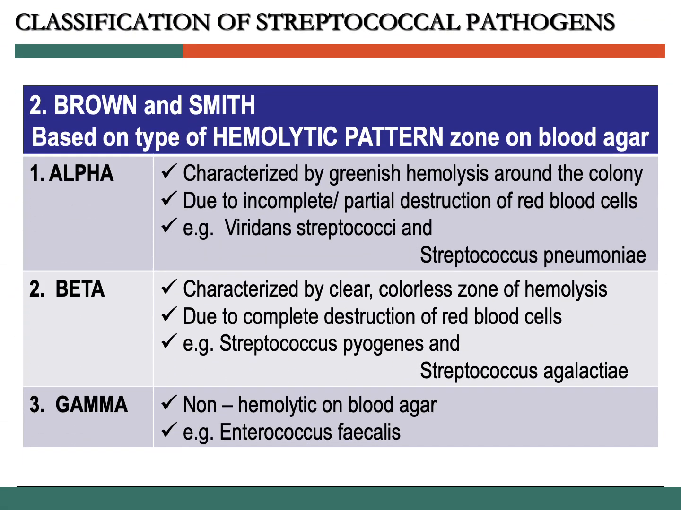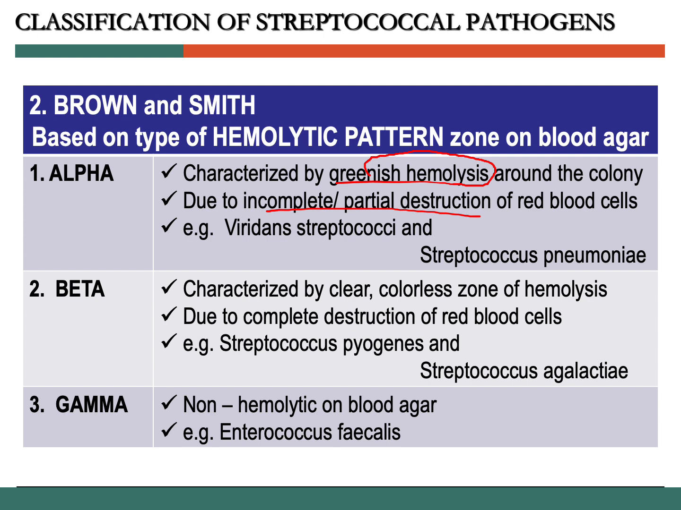Another classification, as I said, is based on hemolytic pattern, and we call this classification the Brown and Smith classification. So you have alpha hemolysis, beta hemolysis, and gamma hemolysis. Alpha hemolysis is characterized by a greenish hemolysis around the colonies. This is due to the incomplete, partial destruction of red blood cells.